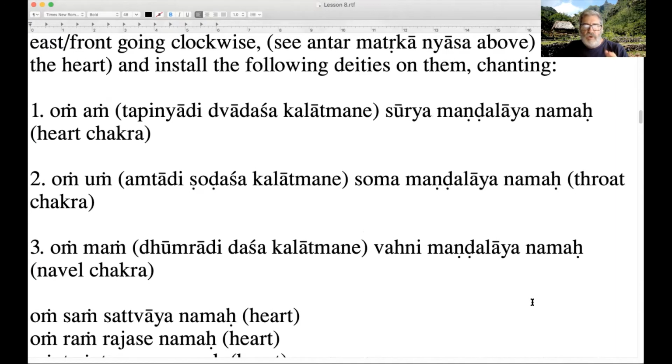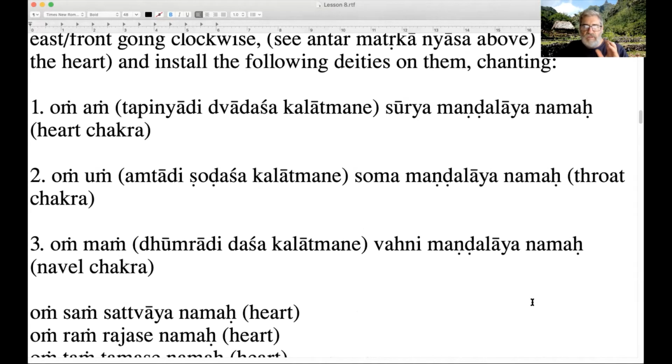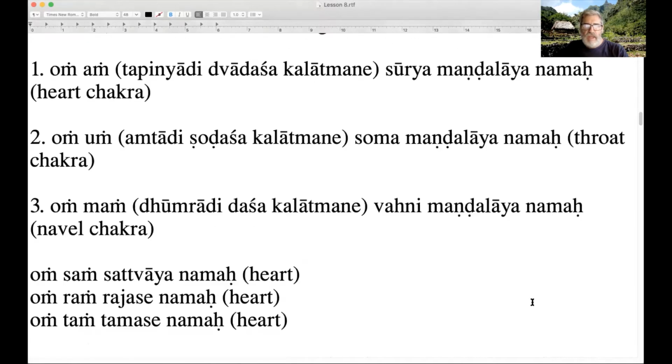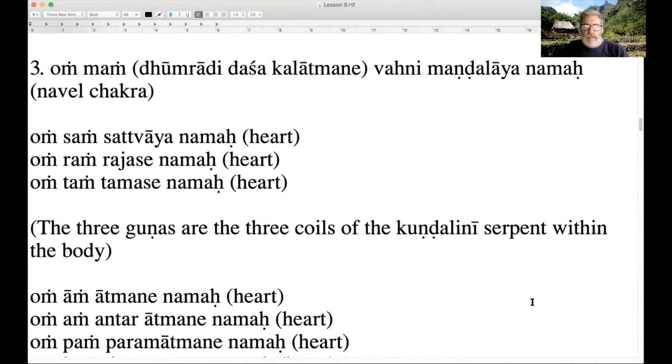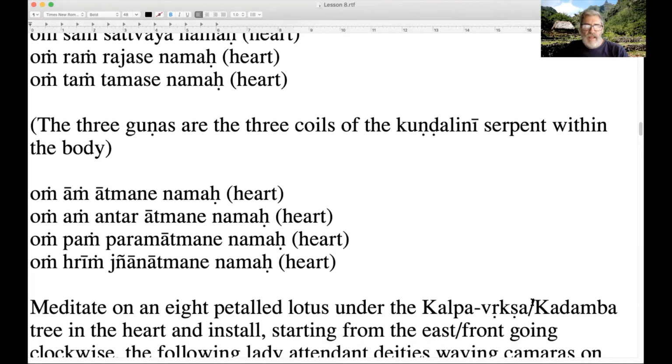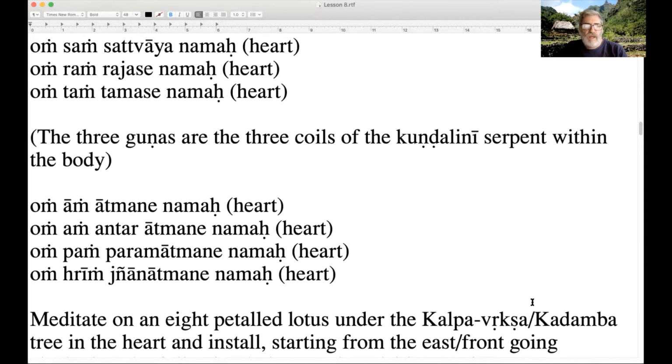First of all, we have these Surya Mandala, Soma Mandala, and Vahni Mandala. Surya means the sun, Soma means the moon, Vahni means fire. These are the 3 sources of energy in this world. And then we have the 3 gunas, Sattva, Rajas, and Tamas, which are the 3 coils of the Kundalini serpent within the body. The idea is that there's energy within the body in a snake-like form, and when a snake lies down, it sometimes curls up. So this Kundalini serpent is coiled 3 times for Sattva, Raja, and Tama Guna, the modes of goodness, passion, and ignorance.